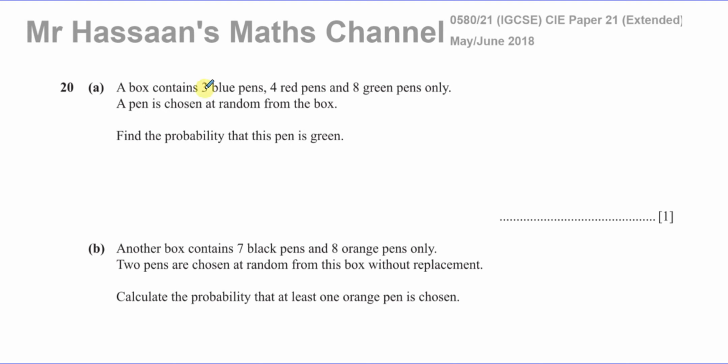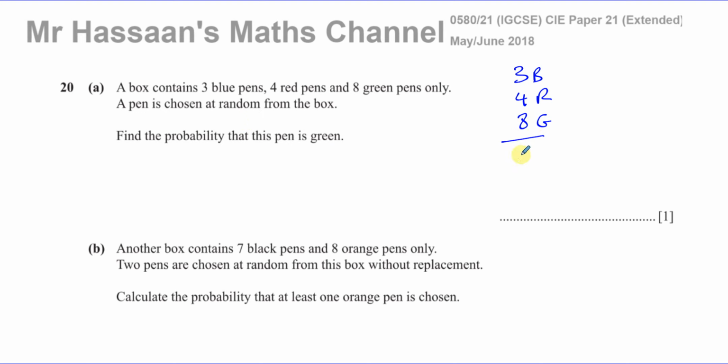20 part A says a box contains 3 blue pens, 4 red pens and 8 green pens. Okay, only, no other pens. A pen is chosen at random from the box. Find the probability that the pen is green.